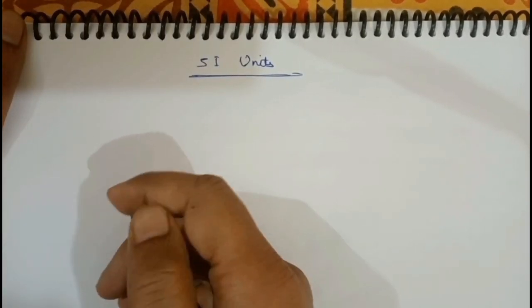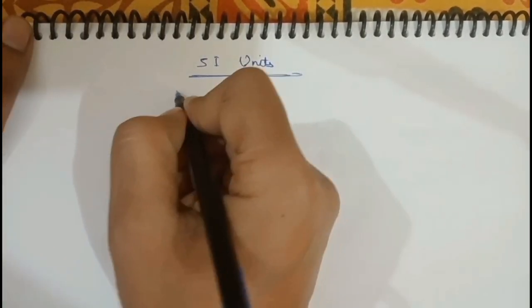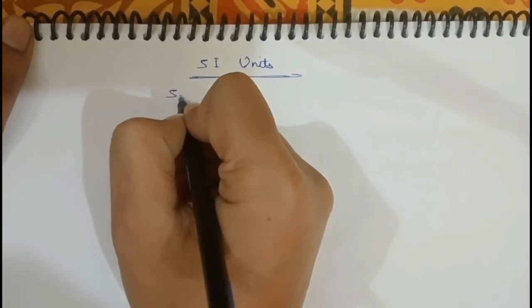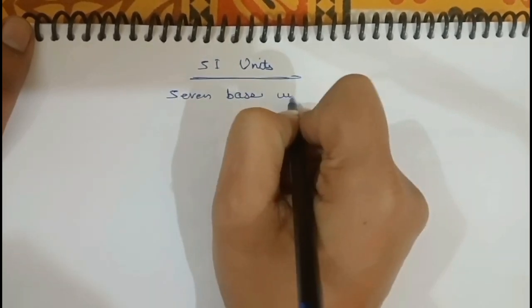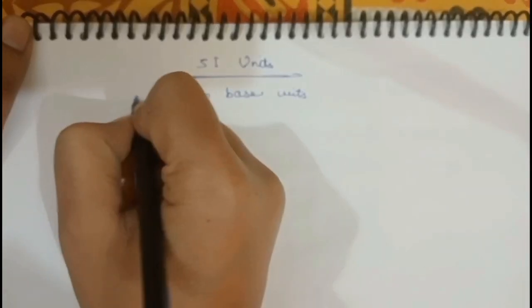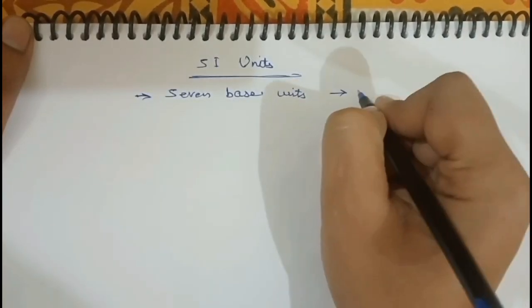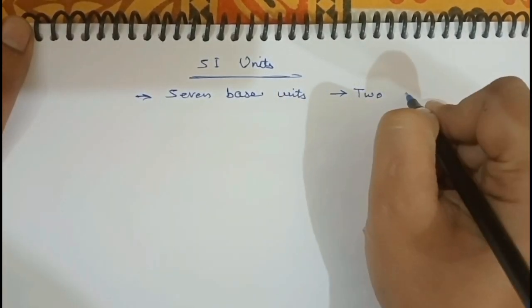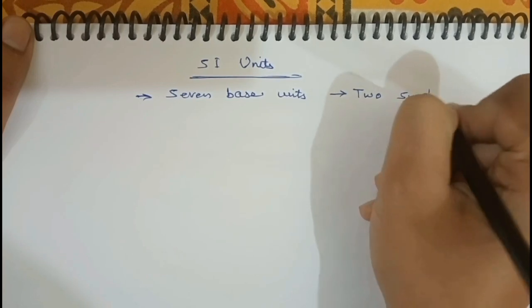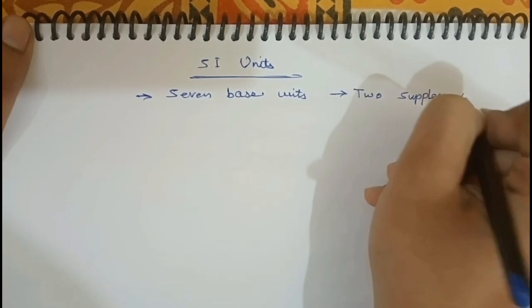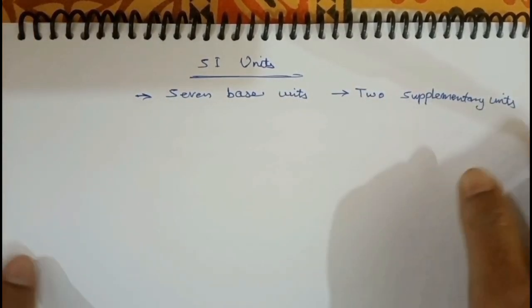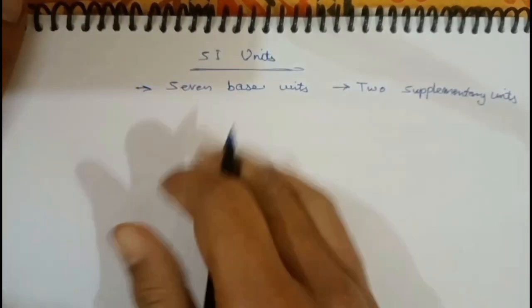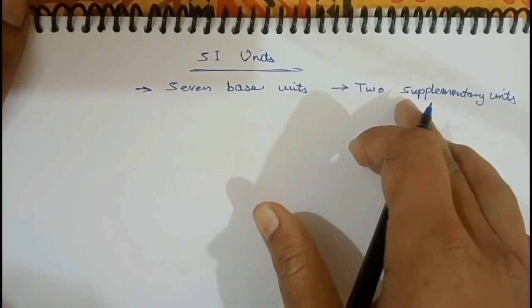SI units. There are seven base units and two supplementary units, you can say also. We will see them also. For internationally accepted units, there are seven base units and two supplementary units.